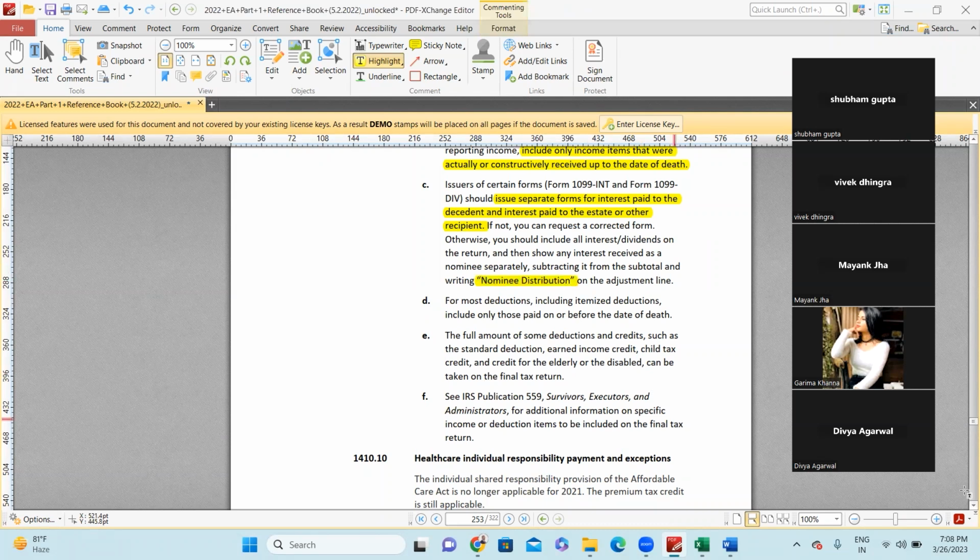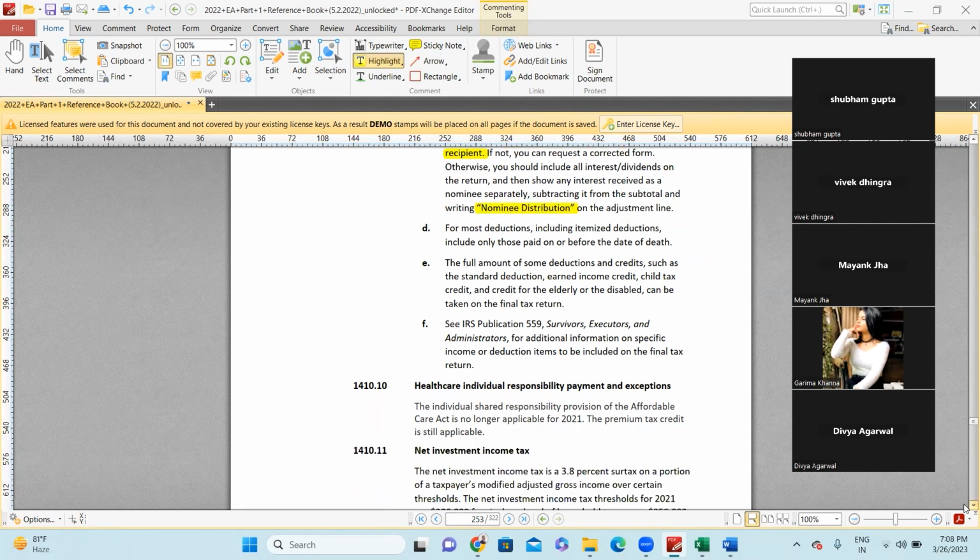For D point, for most deductions, including itemized deductions, include only those paid on or before the date of death. So when you are filing the final tax return of the person who has died, the only actual expenditure that person has made in cash or through the bank account, that amount only you will consider for the itemized deduction in the final tax return. For example, let's assume you have Mr.